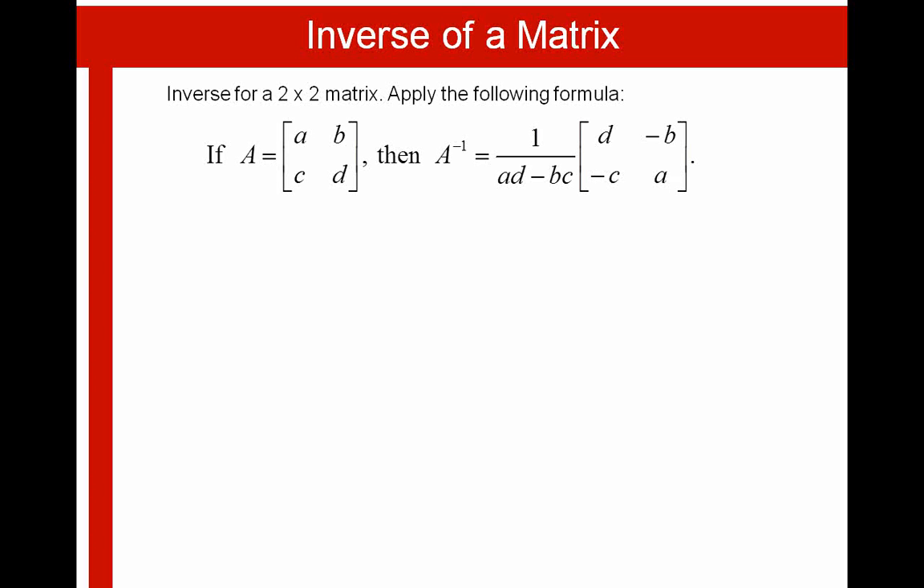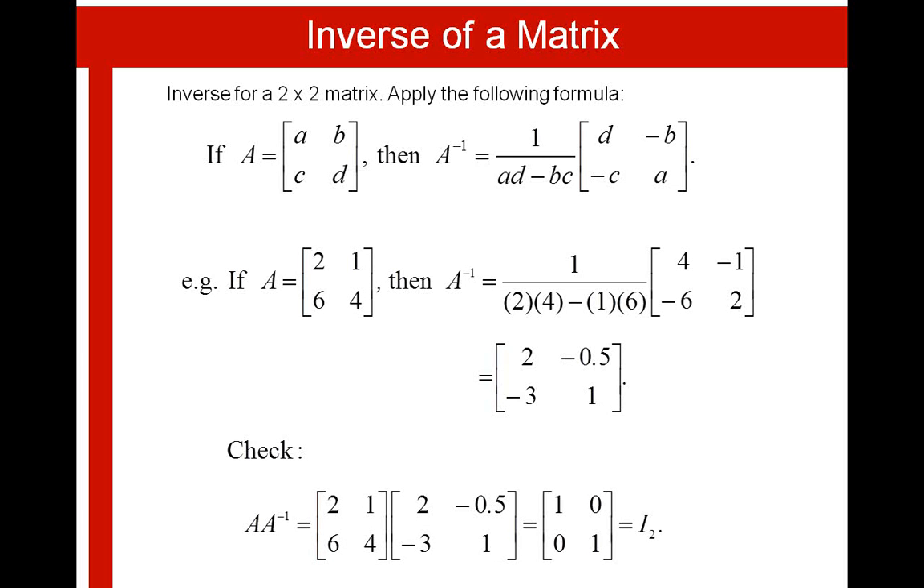If A is a 2 by 2 matrix that has elements a, b, c, d, then A minus 1 is equal to 1 over ad minus bc times: we exchange the first and fourth elements, exchange their position, and we change the sign of the second and third elements, and they stay where they are. This is how we find the inverse of a 2 by 2 matrix.